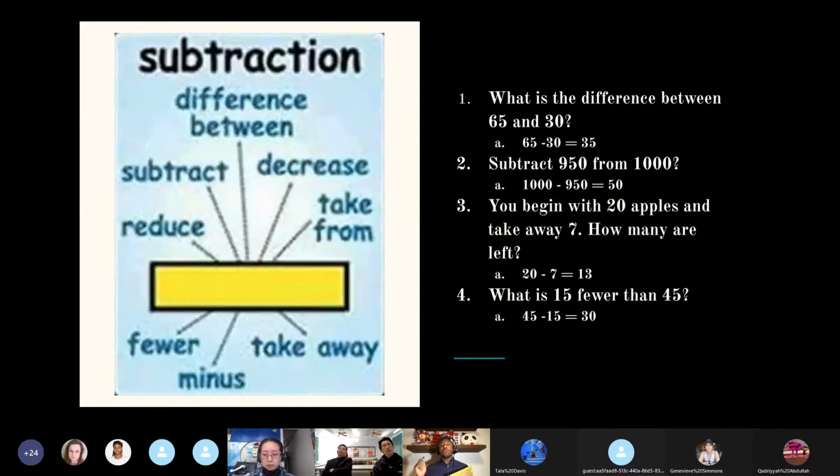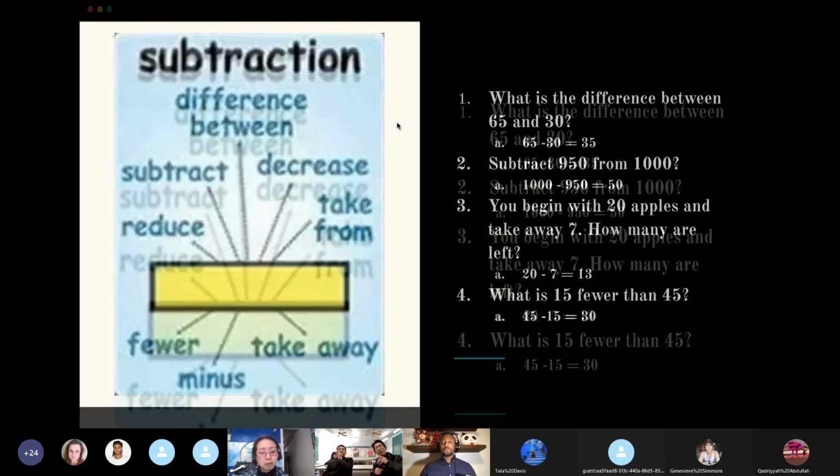And lastly here, what is 15 fewer than 45? 45 minus 15 equals 30. So definitely with subtraction, I feel like there are more common ways that we reference subtraction in mathematics and English. And I use just a few of those examples here. How does everyone feel about that? Does anyone know of any different ways, or are you used to one or the other?